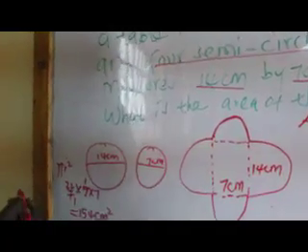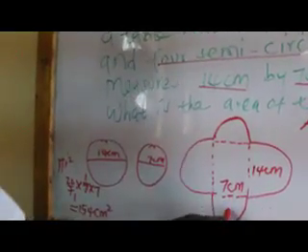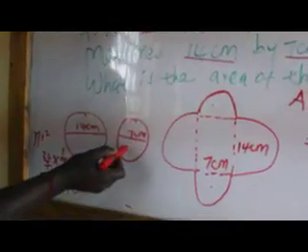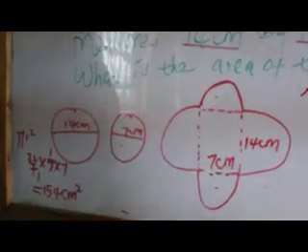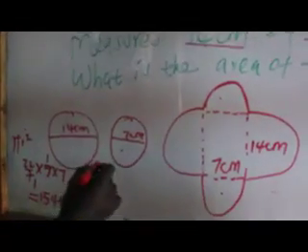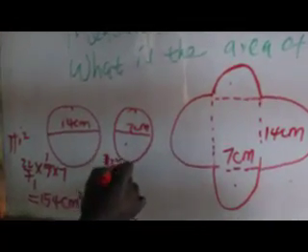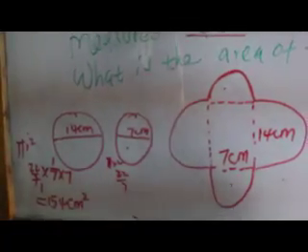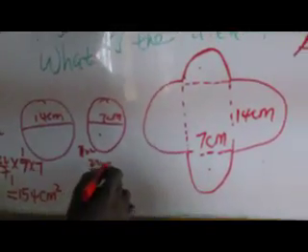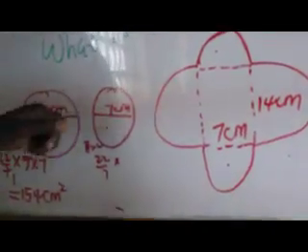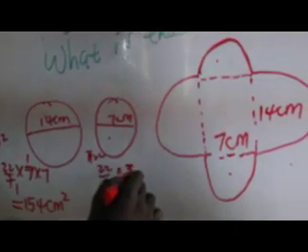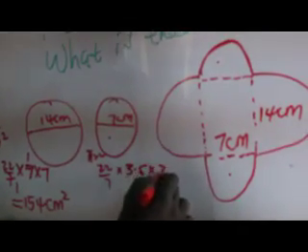We come to the second one. We have joined this one and this one to form a circle which has a diameter of 7. Again, you take pi as 22 over 7. 22 over 7 times our radius. Our radius is going to be 3.5 times 3.5.